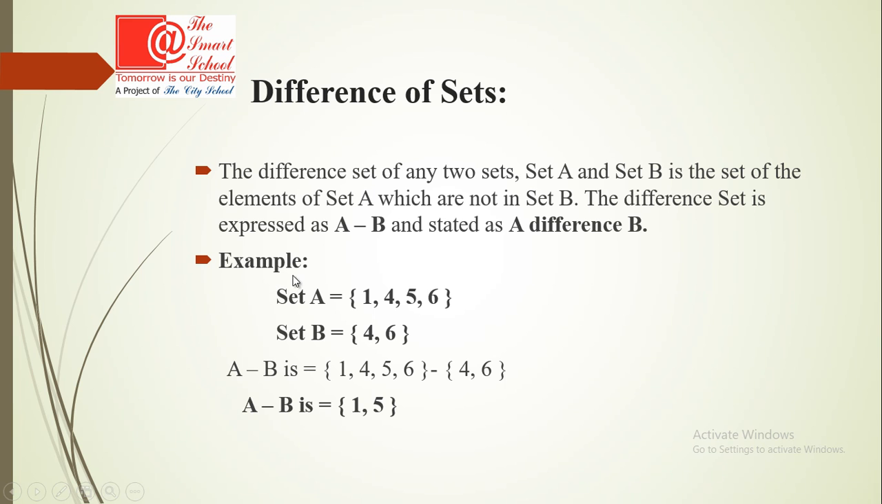For example, set A is 1, 4, 5, 6 and set B is 4, 6. So A minus B is, first we will write elements of set A, 1, 4, 5, 6, then minus, then elements of set B, 4, 6. Now when we minus 4 and 6 from 1, 4, 5, 6, the remaining elements are 1 and 5. So it is like ordinary minus, but we will minus elements here.